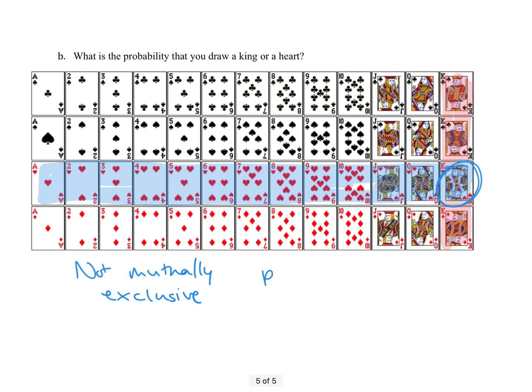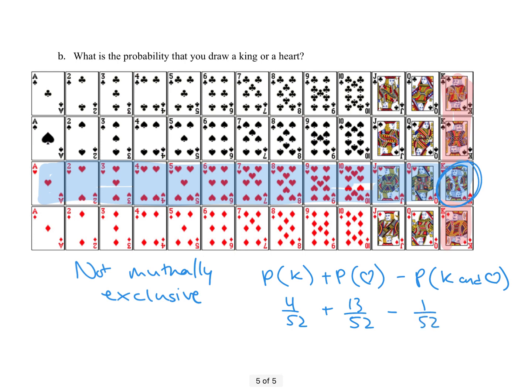And I'm going to do the probability of a king plus the probability of a heart minus the probability of a king and a heart. The probability of a king is 4 out of 52 plus the probability of a heart, which is 13 out of 52. And then there's one card that was both a king and a heart, so I subtract 1 out of 52, and that gives us 16 out of 52, or 4 over 13.